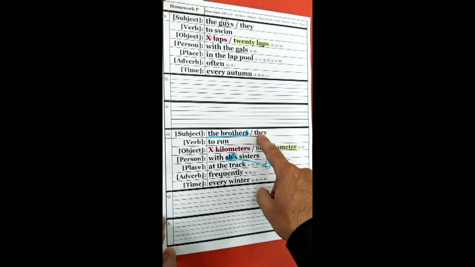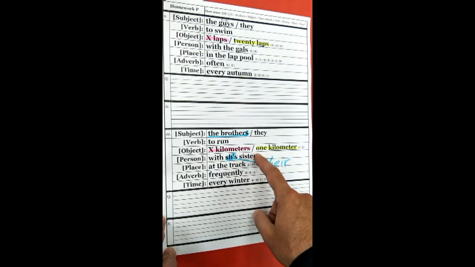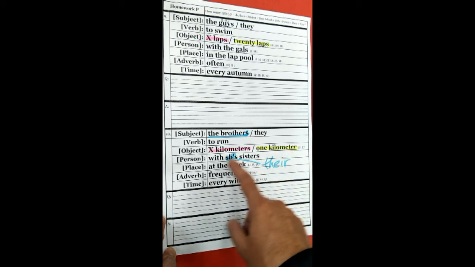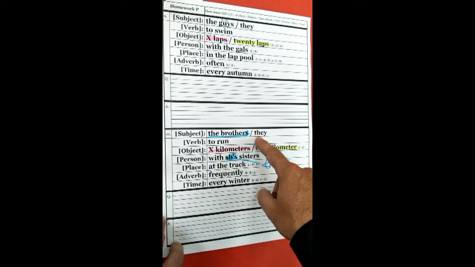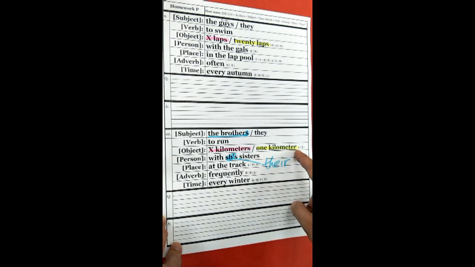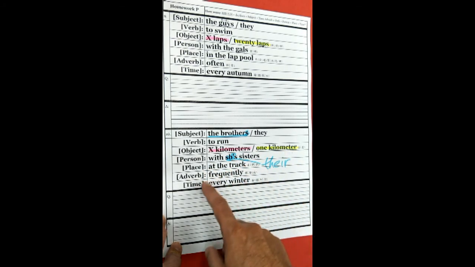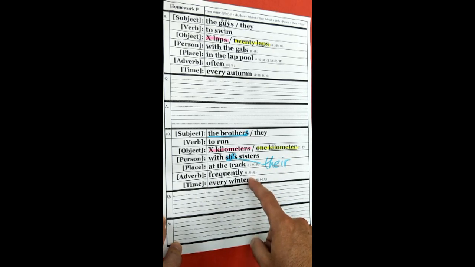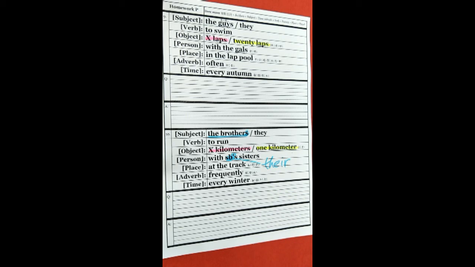Answer, they frequently run 1 kilometer with their sisters at the track every winter. Okay, how many is very easy. Okay, do your homework.